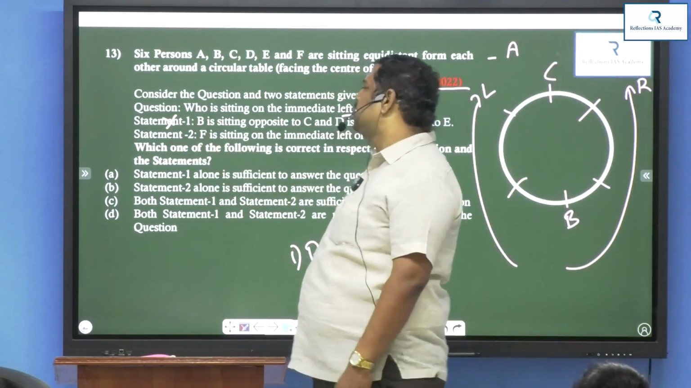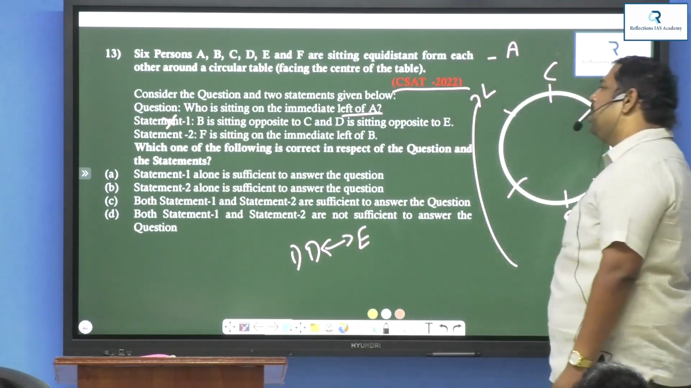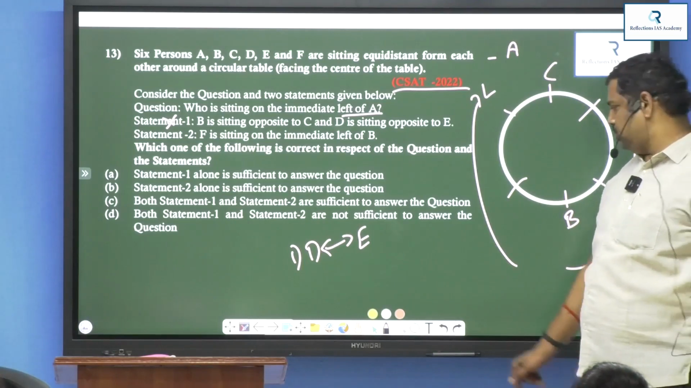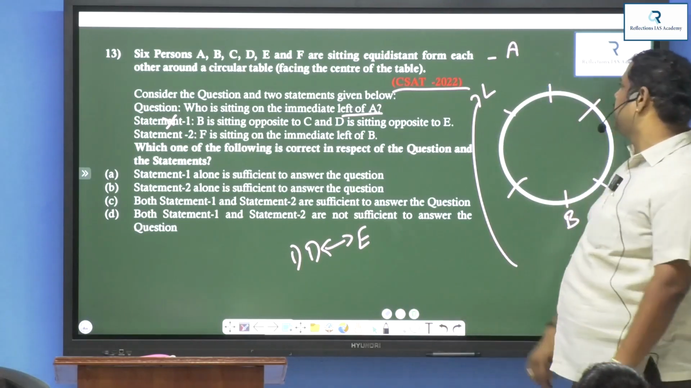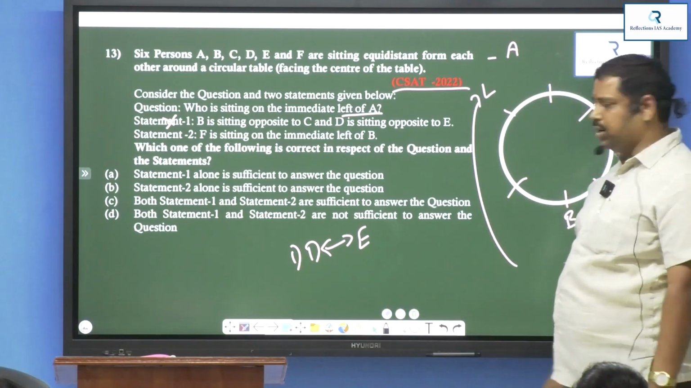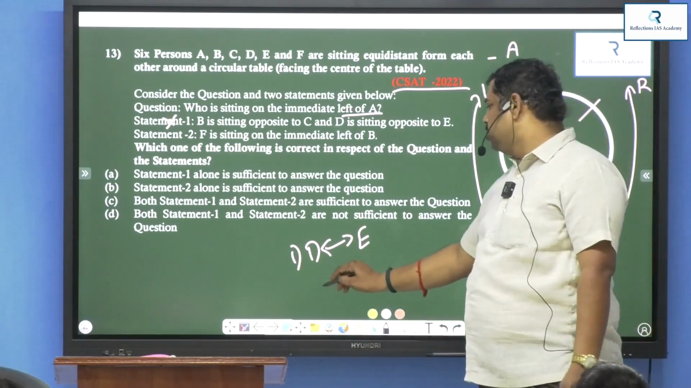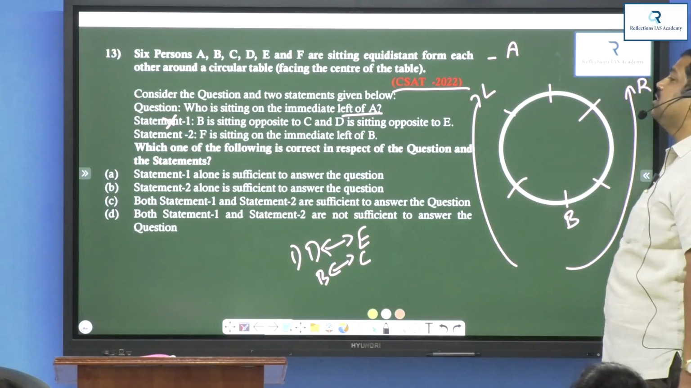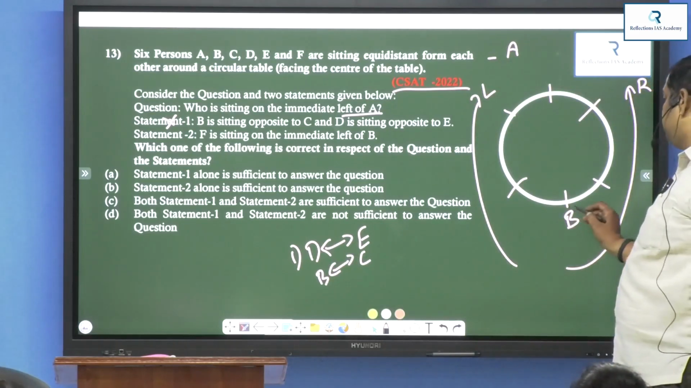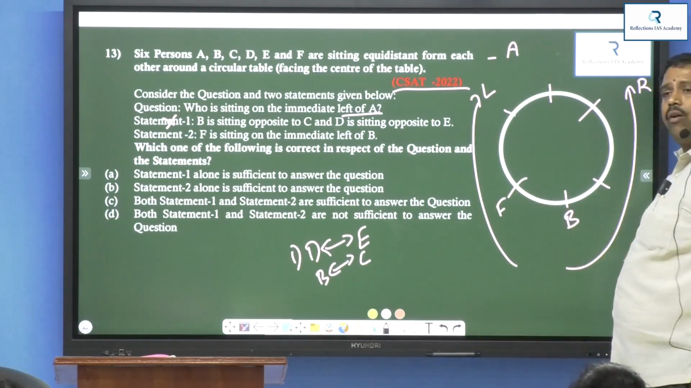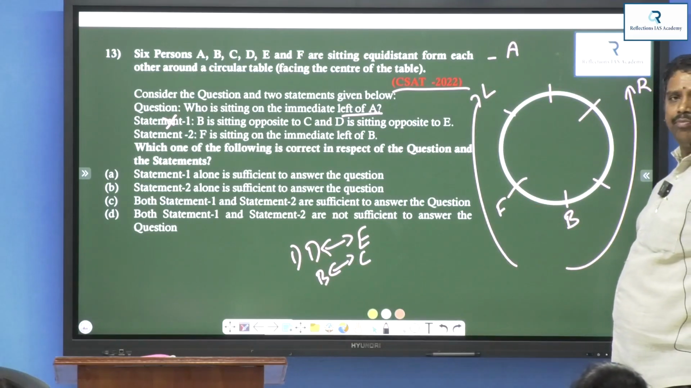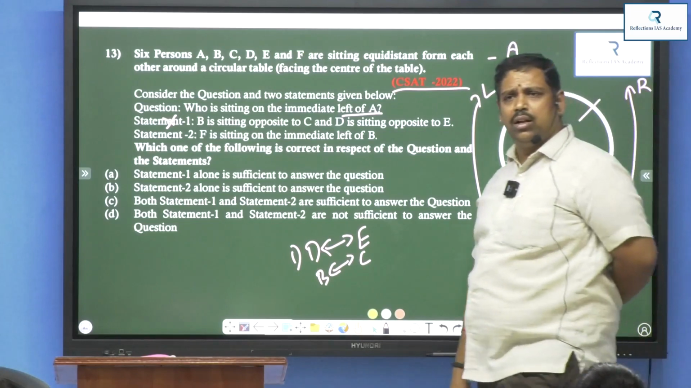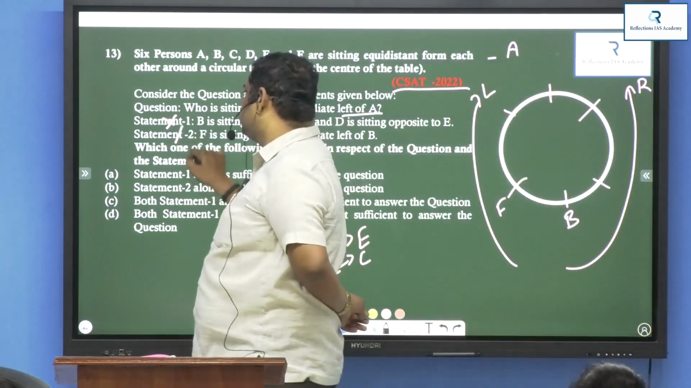I am going to statement 2, sir. F is sitting on the immediate left of B. Okay. So since I am not going to S1, remove that. In S1 it says that B and C are opposite to each other. Yeah, F is sitting on the immediate left of B. B's immediate left is F. Yes or no? Okay, fine. So from this, are you able to decide who is on A's left side? No. So S2 is sufficient or not sufficient?